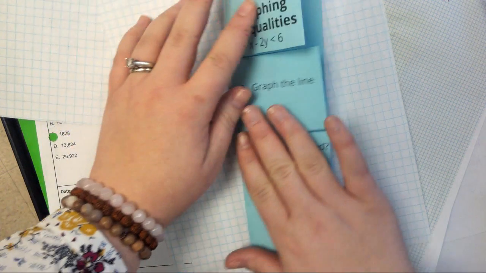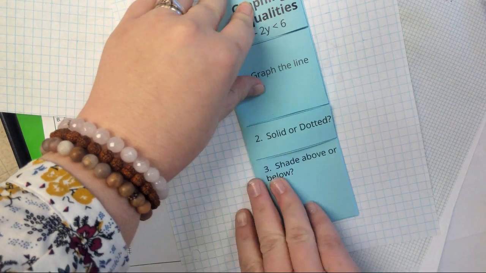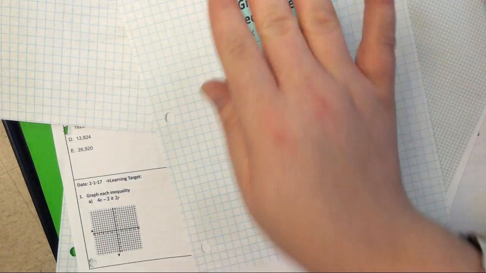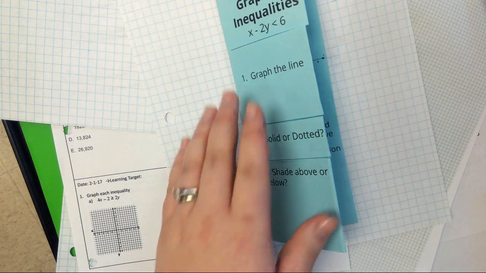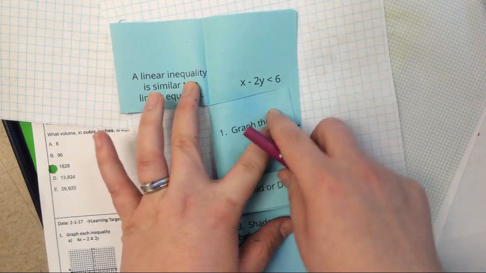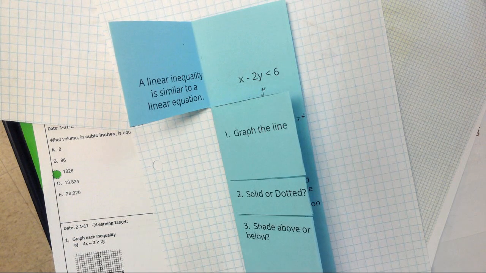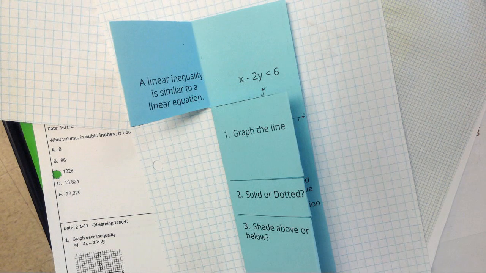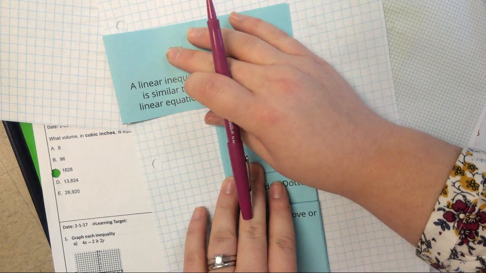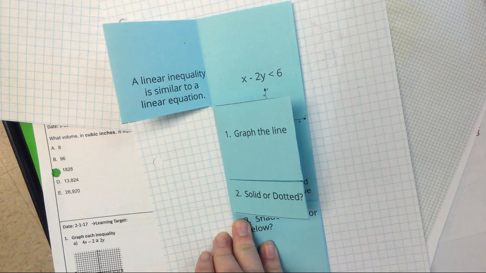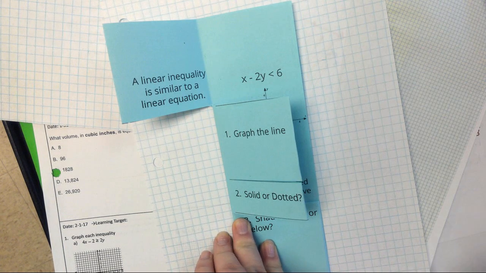Okay, so my plan is to glue it, but since I'm going to make 2 graphs, I'm not going to glue yet. If you want to go ahead and glue, you can. I don't really like glue. It gets in my way. Okay, so open the first flap. It says a linear inequality is similar to a linear equation. There's nothing we have to do in that first flap.